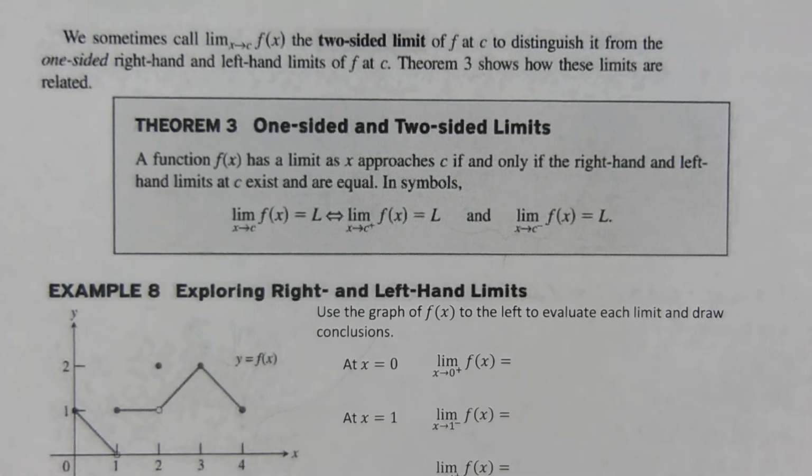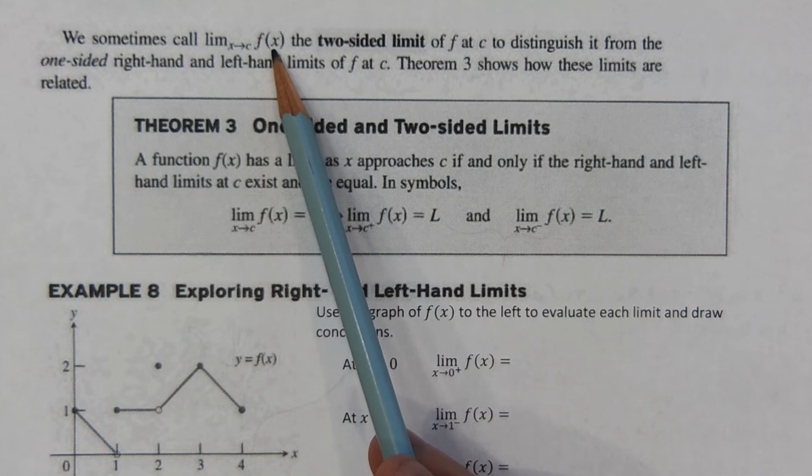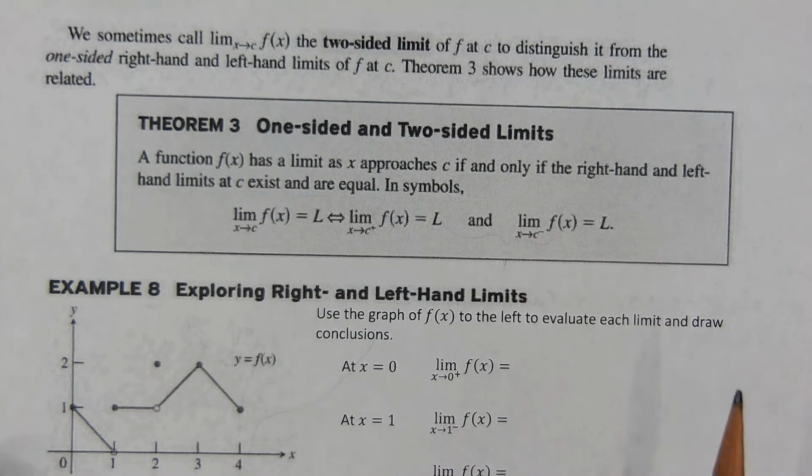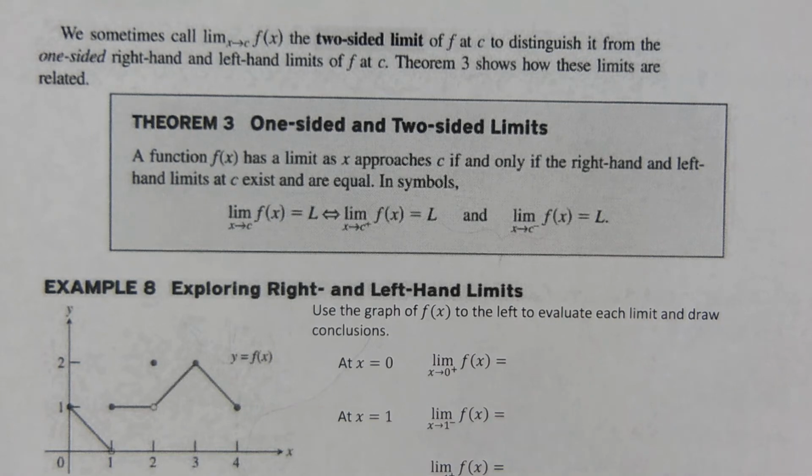Oh, well, looky there, a box that's talking about one-sided and two-sided limits. Sometimes we say the limit as x approaches c of f of x is the two-sided limit, specifically because I didn't tell you if it was on the left or the right. So if I don't tell you it's on the left or the right, you have to say it is the two-sided limit.